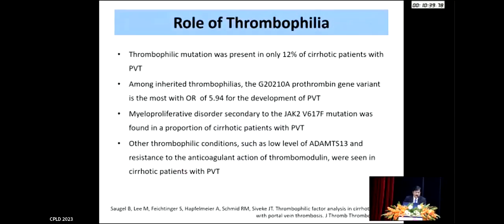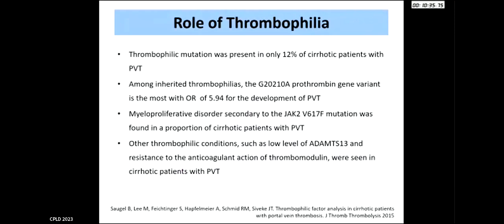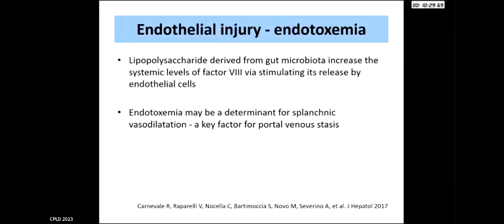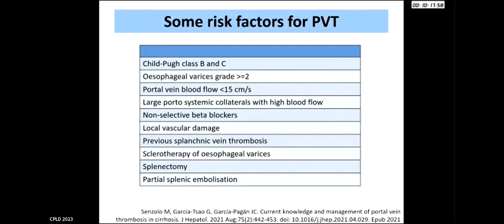Then we have thrombophilia, which Akash was mentioning. There are several acquired or genetic thrombophilic disorders which can contribute to hypercoagulability. And then there is endotoxemia. This can be from the gut microbiota, or from other factors leading to more portal vein stenosis and leading to portal thrombosis.